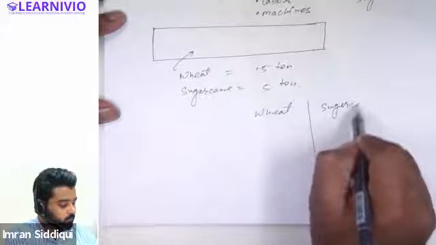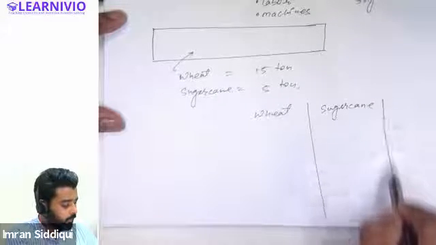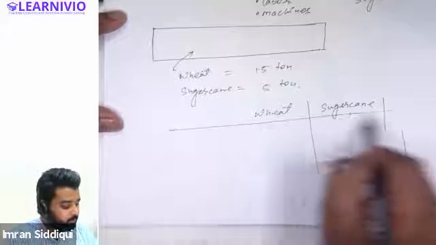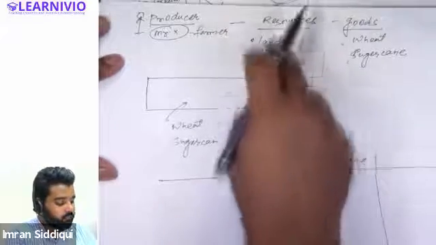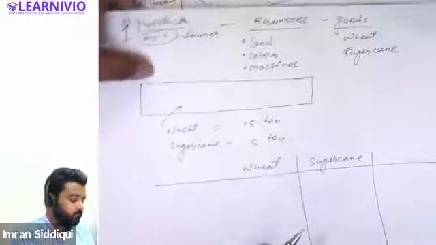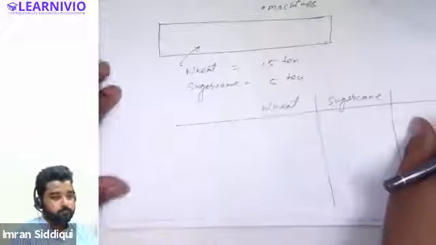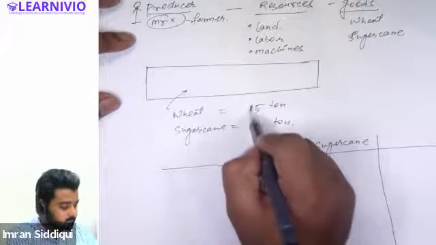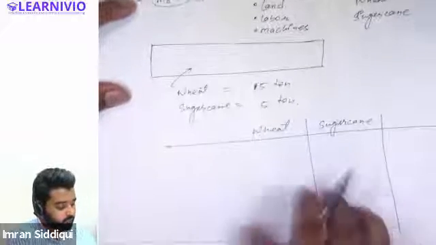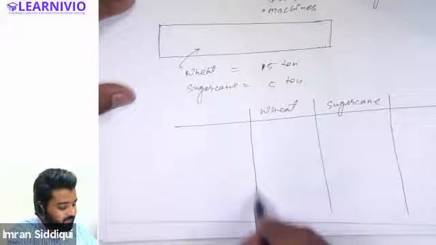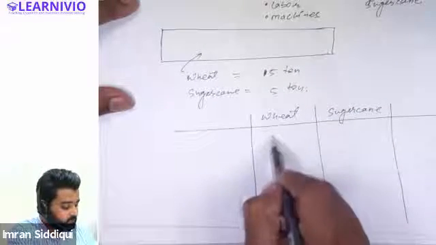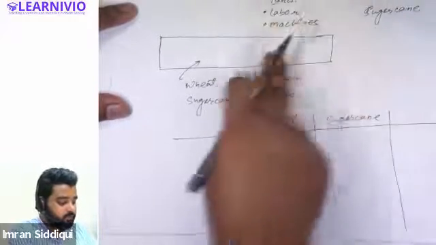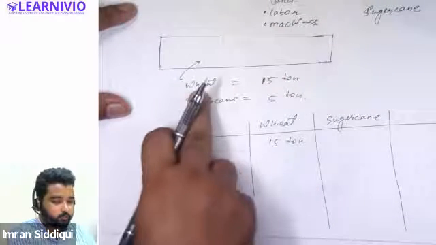Can any one of you please tell me how many tons of wheat he will be able to produce if he dedicates all of his resources for the production of wheat only? 15 tons. So basically he will be able to produce 15 tons of wheat if he dedicates all of his resources for the production of wheat only.